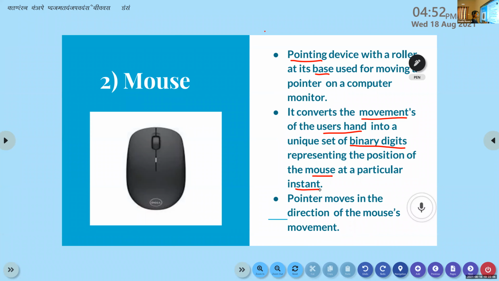And you know that pointer moves in the direction of the mouse movement. As we move the mouse, you can see that pointer also moves according to that, isn't it? Yes? Yeah. As Amal told, we can select item using this mouse, isn't it? We can open a file, or we can open a folder using this mouse. Yes? So this is the basic concept regarding the mouse. Is that clear? Yes, ma'am.